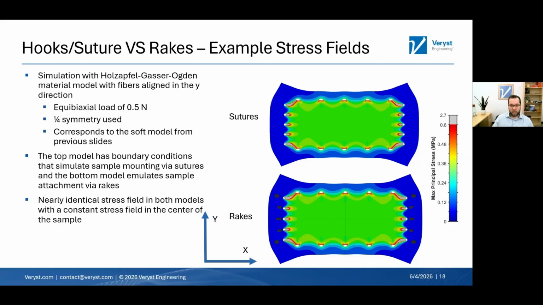And so what we can see is that we have near identical stress fields in each one. So if you know your fiber orientations, there is very little advantage of sutures versus rakes in an idealized case. Obviously, in a real sample, you probably are still going to see some degree of shear that is going to be giving some artificial stiffening, but with careful design, you can minimize that as much as possible. And the rakes really do improve your test speed and test consistency, and that consistency is likely more important.